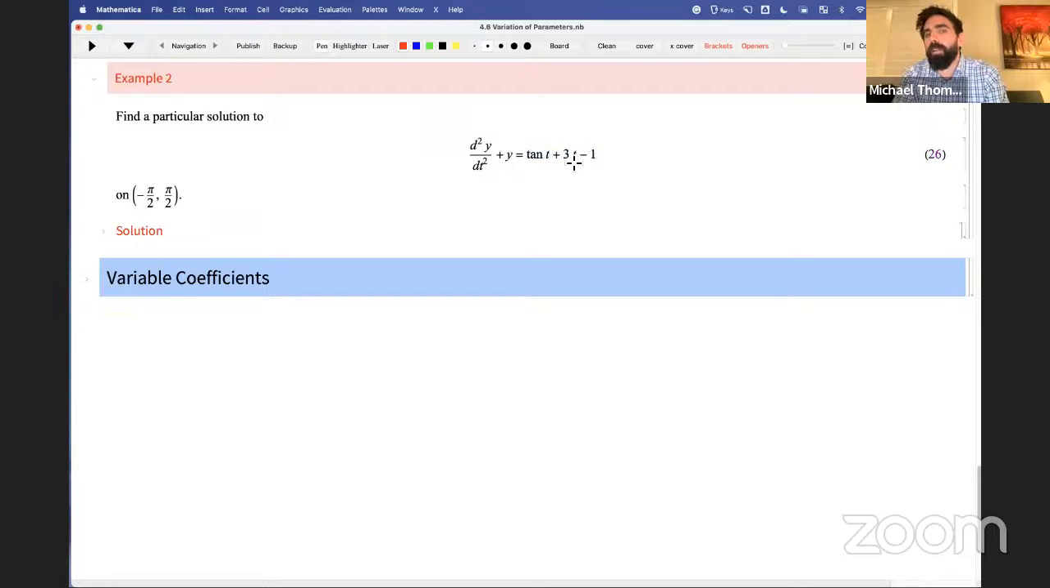But what we can do is we can use undetermined coefficients on this part, and we can use variation of parameters on this part. In fact, we already did this problem. This was example 1, right? So that's one of our building blocks, is our solution in example 1. You guys following?